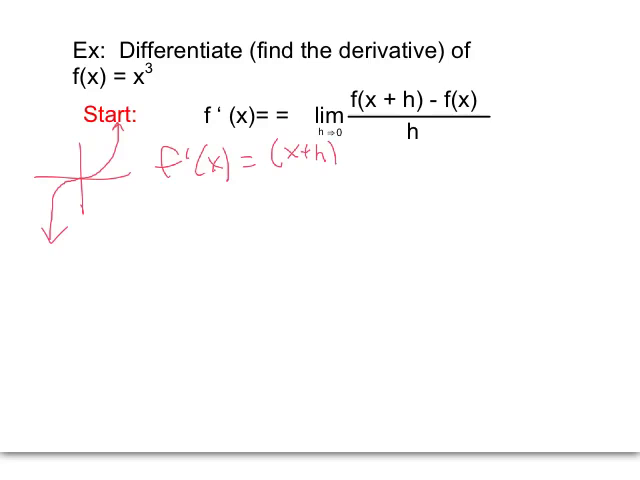Now our machine is a cubic. We cube the input. So the input we're putting in there is x plus h. So we've got to cube it. Minus f of x, that's just x cubed, all over h. All right, and oh, I forgot the limit as h goes to 0 out front.